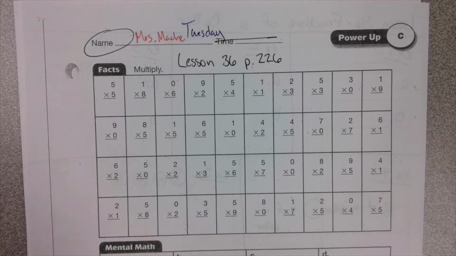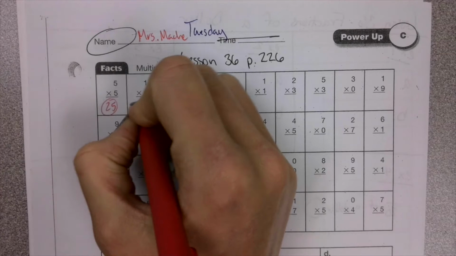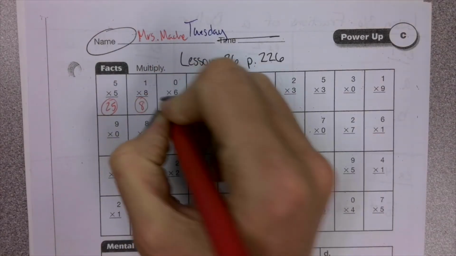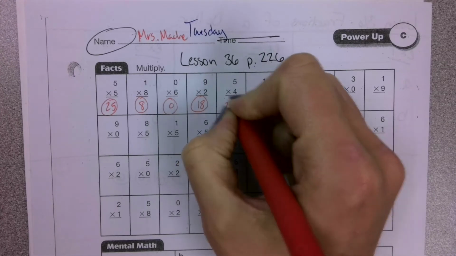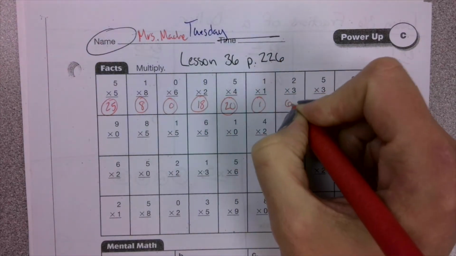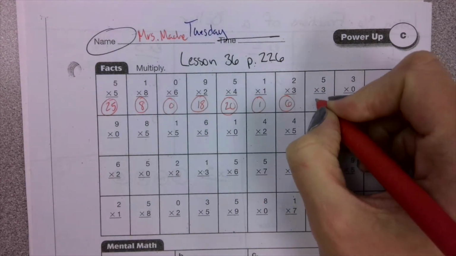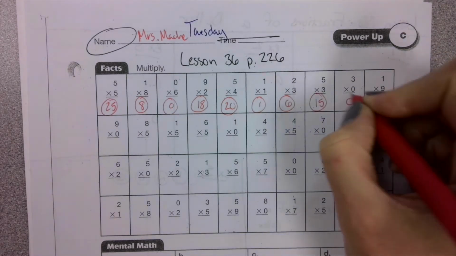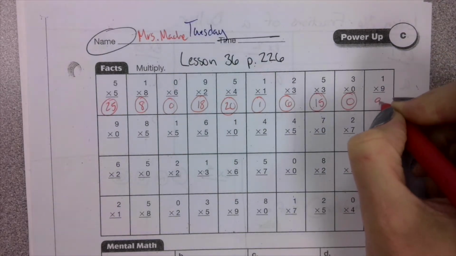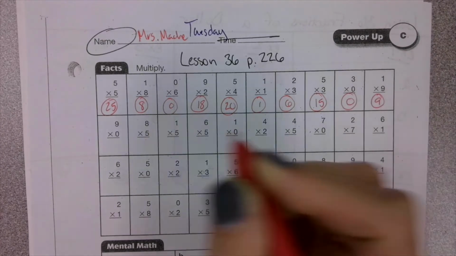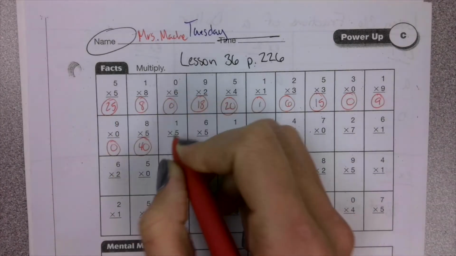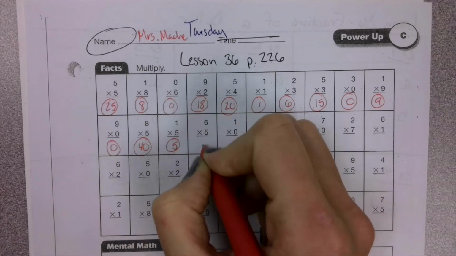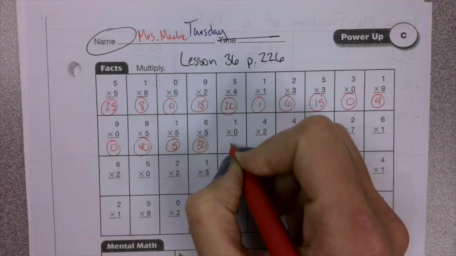5 times 5 is 25. 1 times 8 is 8. 0 times 6 is 0. 2 times 9 is 18. 5 times 4 is 20. 1 times 1 is 1. 2 times 3 is 6. 5 times 3 is 15. 3 times 0 is 0. 9 times 1 is 9. 0 times 9 is 0. 8 times 5 is 40. 1 times 5 is 5. 5 times 6 is 30. 1 times 0 is 0.